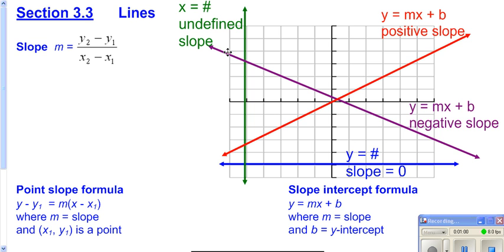Here, if we look at the purple one, you're going down as you go to the right. That's a negative slope. And it's also going to be in the form of y equals mx plus b. Any diagonal line will always be in this form. So the red line going up here would have a positive slope because you're going up as you go to the right. And it would be in the form of y equals mx plus b.